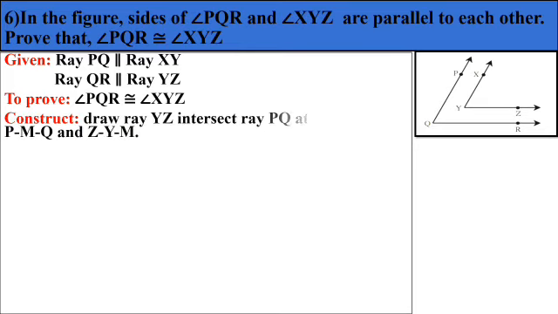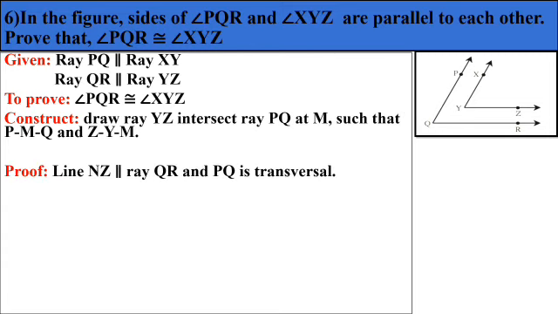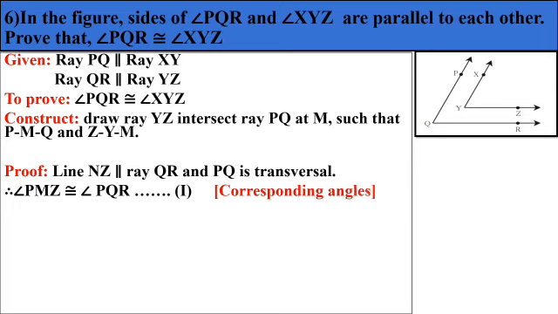So construction: we will draw ray YZ to intersect ray PQ at M, such that PMQ and ZYM are collinear. So line MZ is parallel to ray QR and PQ is a transversal. So here we can say angle PMZ is congruent to angle PQR.